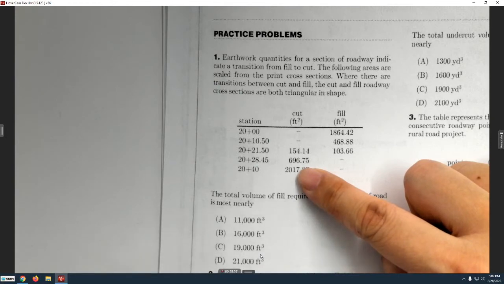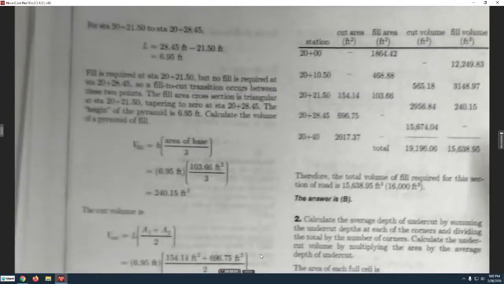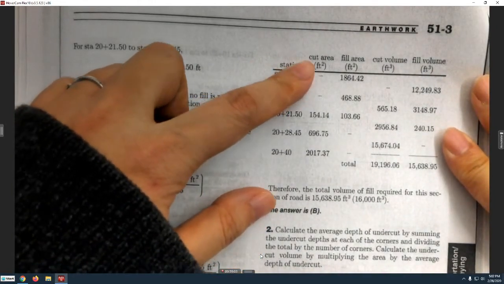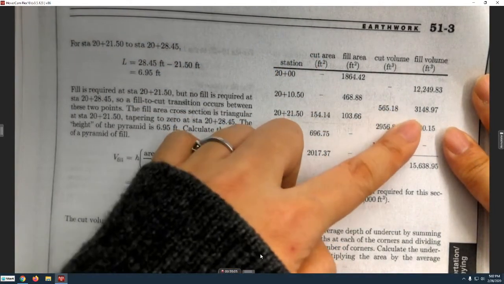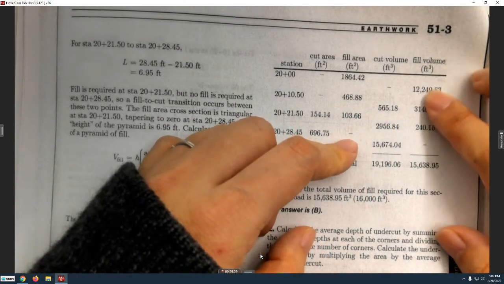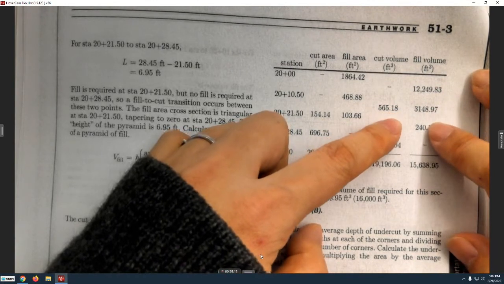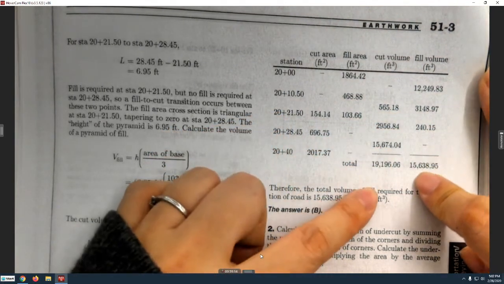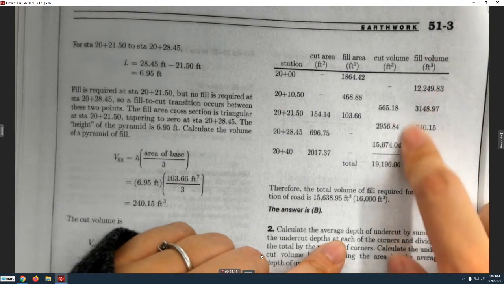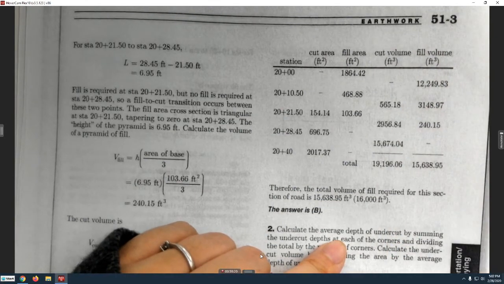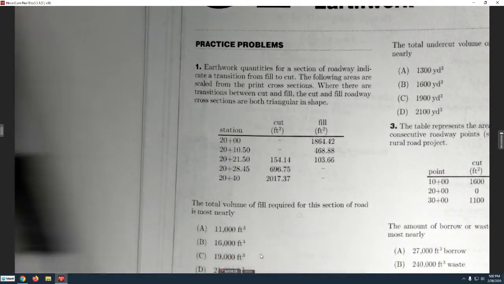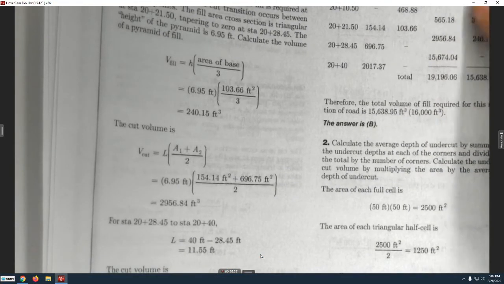Okay, let's see. Finally, you do all the calculations. I'll just show you the solution. So you do all the calculations listed here. You do the cut volume and the fill volume between each station. Okay, and then you take the sum. This question asks for the total volume of fill required. So just the summation of all these numbers.